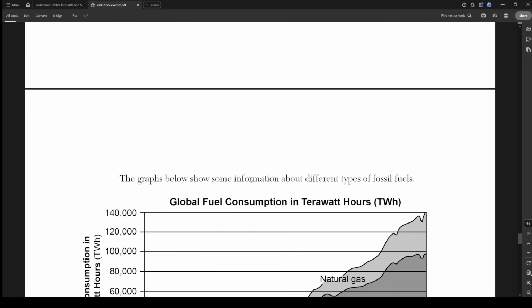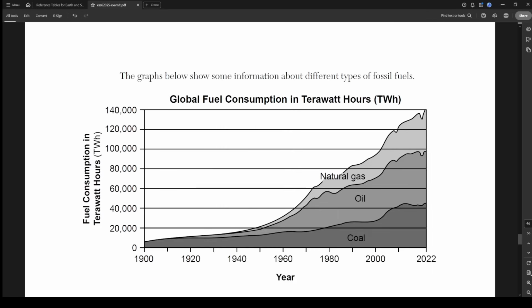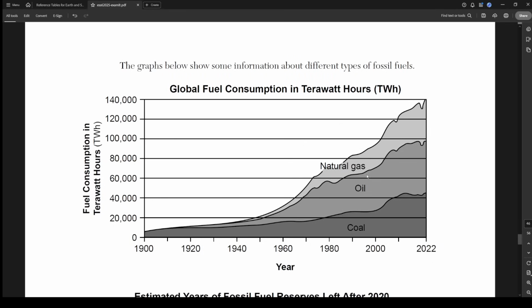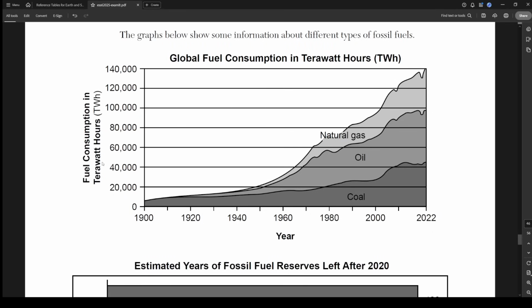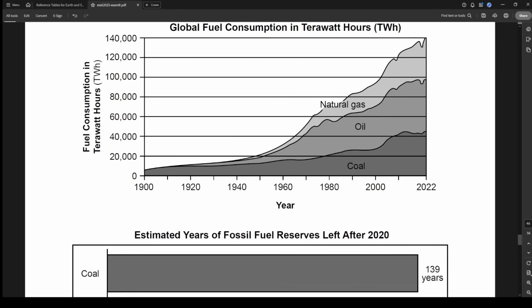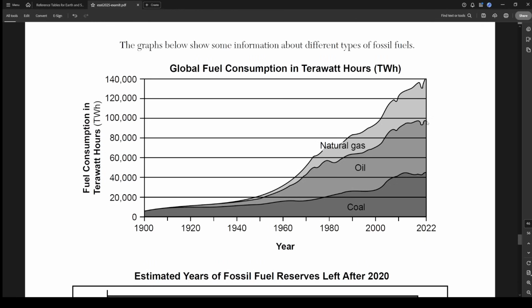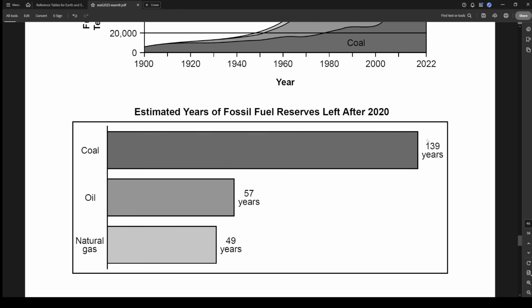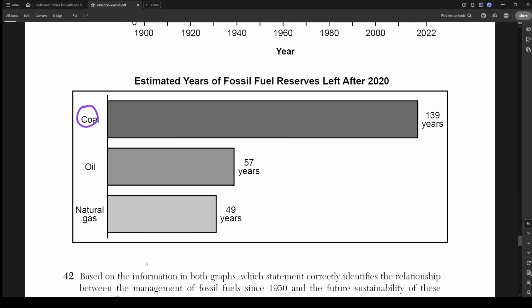The graph below shows some different types of fossil fuels: natural gas, oil, and coal. It shows fuel consumption in terawatt hours from 1900 to 2022, and then the estimated years of fossil fuels left after 2020. We have a lot of coal left, some oil, and some natural gas.